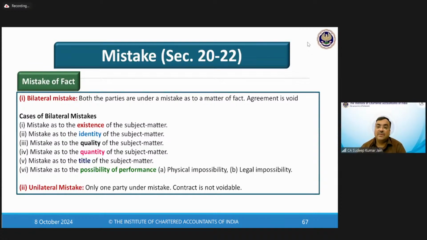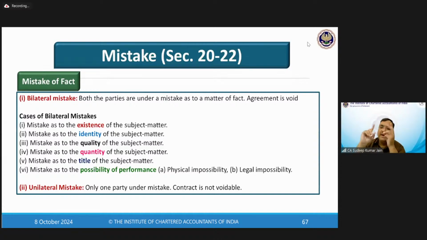Unilateral mistake, mistake on the part of one party only. One party is under mistake, not the other. In this case, the party under the mistake cannot avoid the contract. एक की गलती पर दूसरा भुगतान नहीं करेगा. One cannot be punished on the mistake of one person. So when there is a mistake on the part of only one party, the other party cannot be made to suffer. So in this case, contract will be perfectly valid.